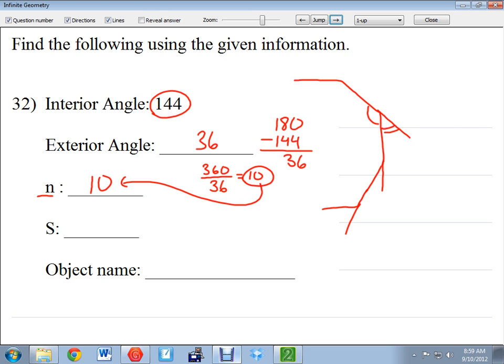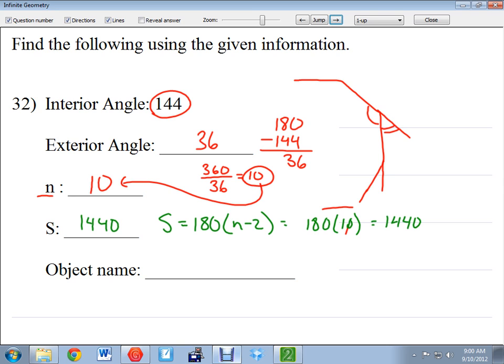Now the formula to find the sum of all the interior angles is S is equal to 180 times n minus 2. And so we could say that is 180 times the number of sides, which is 10, minus 2. There's other ways to do this. For instance, we could multiply the interior angle times 10, because there are 10 of them, and this will get me 1,440 degrees for the sum of all the interior angles. So if I put all 10 of those 144 degree angles together, we could get 1,440.